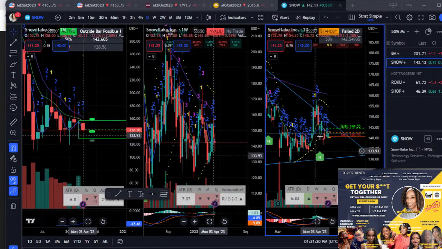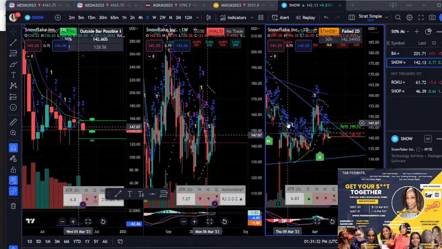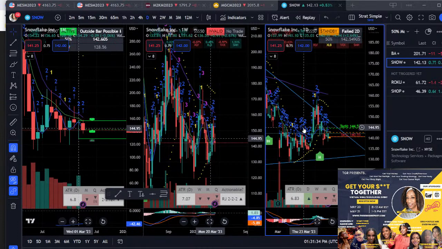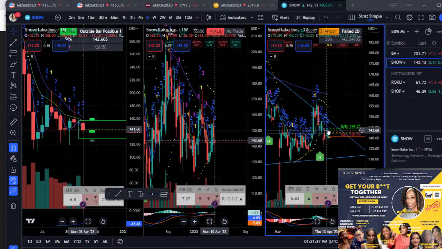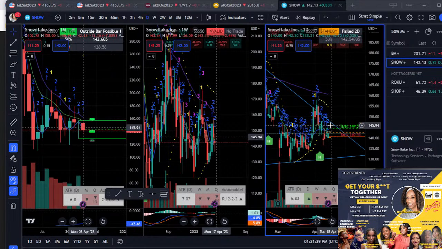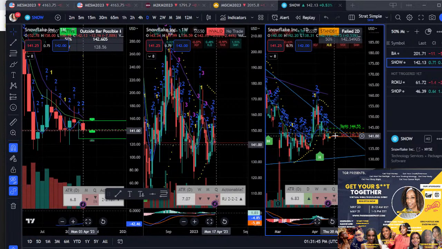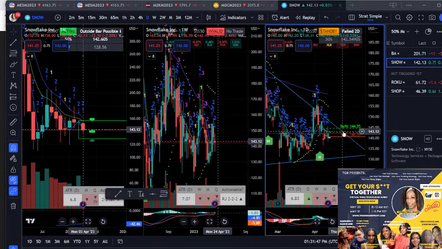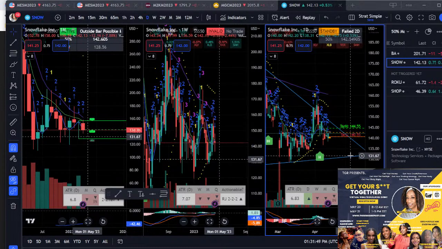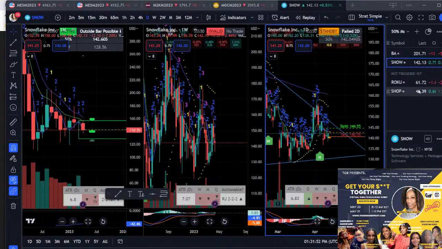So keep an eye on SNOW. Also, you'll see here on this daily, we've got a shoulder-head. That shoulder can come all the way up to that resistance line that I mentioned before it drops. So it could also just chop a little bit right here, hit it, and then boom. So watch SNOW to possibly finish that outside month.